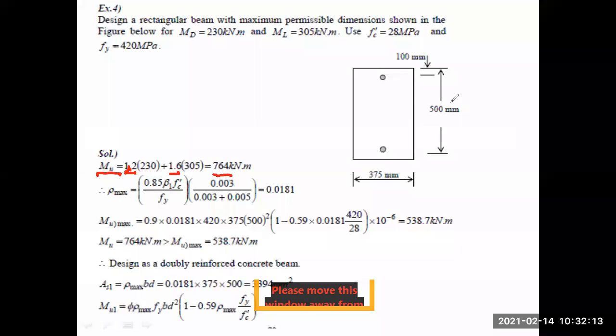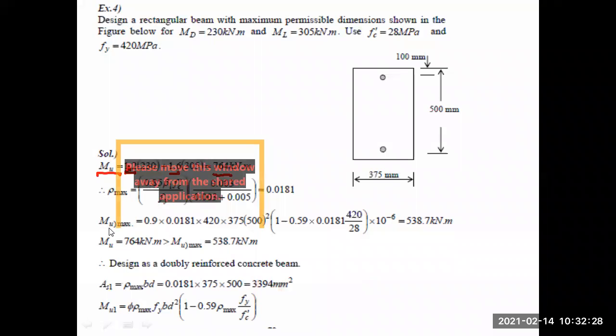So now we need to determine rho max. For a regular section, you have a ready-made formula to make use of and get the rho max. Once you get the rho max, you get M max, using 1.59 rho Fy over F sub C prime. Once you've got the M, this is the maximum moment for the section to remain singly reinforced.